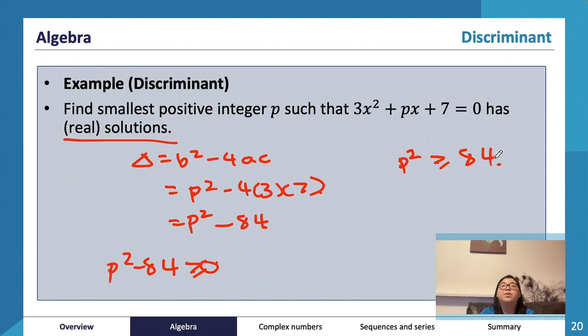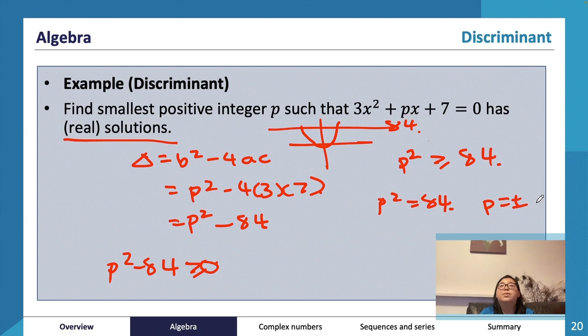So what that means is that p squared has to be bigger or equal to 84. If we consider our graph of p squared, and let's say 84 is here, then if we try to solve p squared equals 84, p is equal to plus or minus, and we can use the roots that we've done here. It should just be 2 root 21 in terms of the roots. So this is going to be negative 2 root 21, and this is going to be positive 2 root 21.